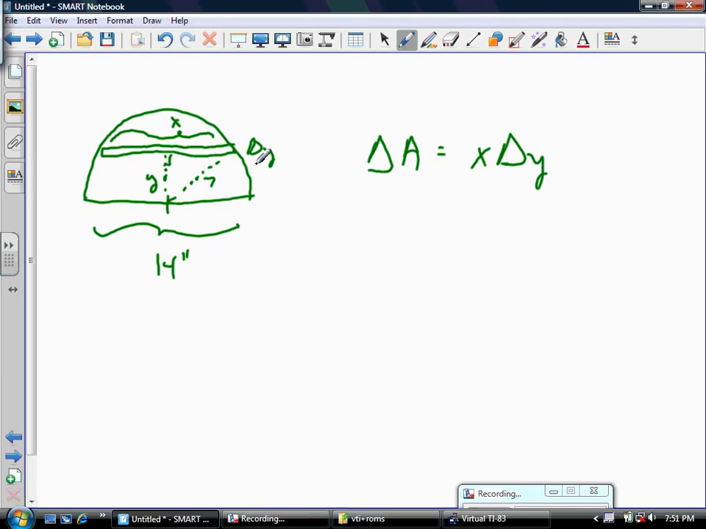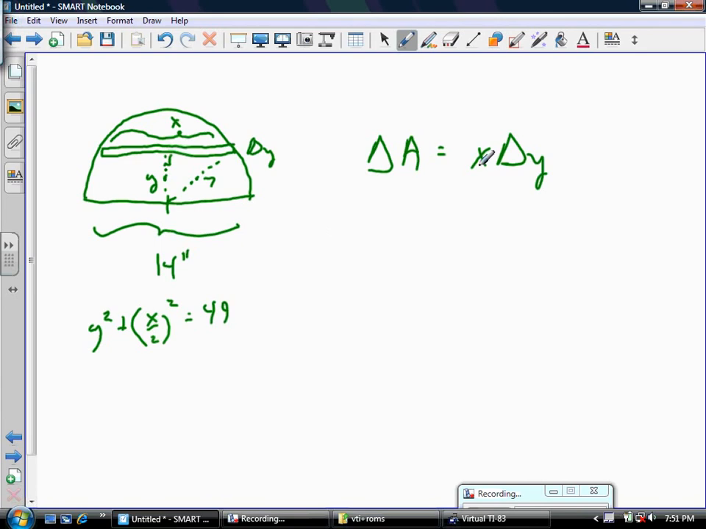Okay, now I'm just trying to make sure I didn't mess up something. What's the relationship between x and y now? Do you see it's Pythagorean? Except this length of the right triangle is not x, it's x over 2. So I'm going to write y squared plus, what does Pythagoras say about these three sides? X over 2 squared equals 49. 7 squared is 49.